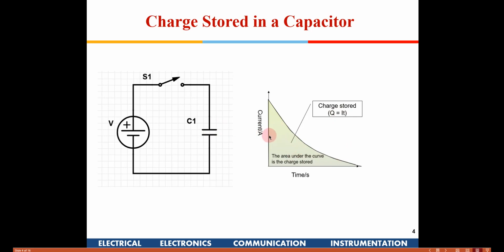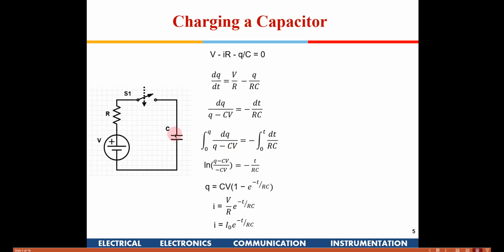Okay, so the area under this curve, if you see, this is current and this is time. The area under it will be the charge stored on this capacitor. But practically we won't have an ideal current source.